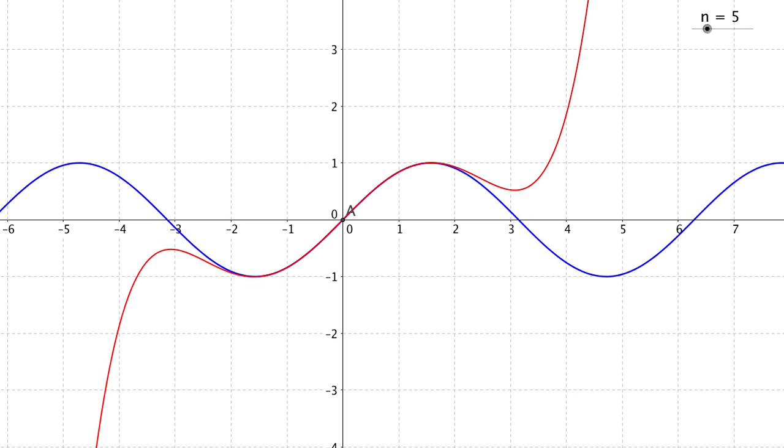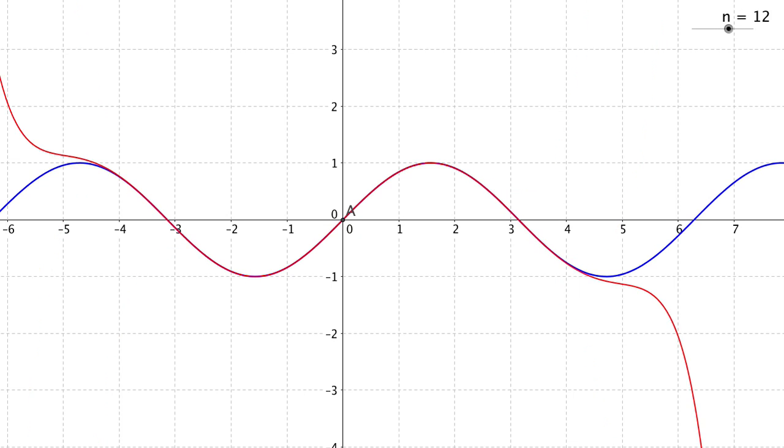So this is the 5th degree. If I extend this out to the highest degree that I have, you can see it just gets better and better. We have polynomials dealing with this transcendental function, and that's incredibly powerful.